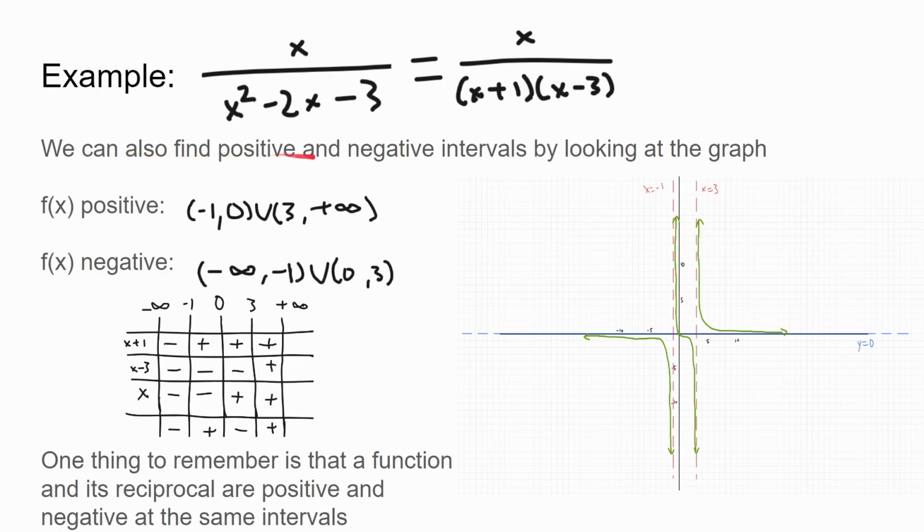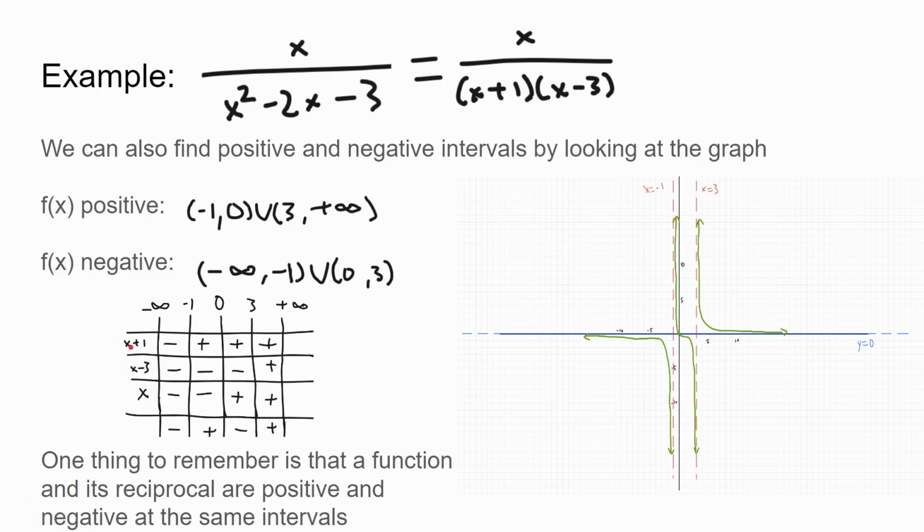Now let's try to find the positive and negative intervals by looking at the graph and using the interval chart again. So f of x is positive from -1 to 0, so in this slim interval, and from 3 to positive infinity, this giant interval. And f of x is negative, so below 0, from -infinity to -1, so this interval here, and 0 to 3, so this interval here. And this is proven better by the interval chart.